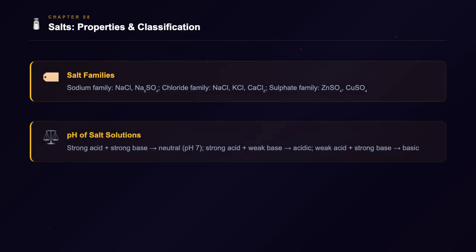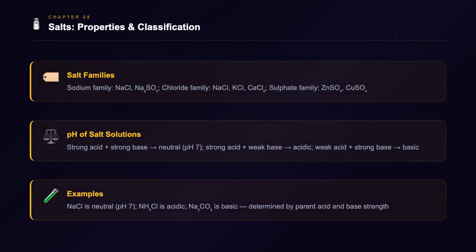Salts are grouped into families based on the ions they contain. The sodium family includes NaCl, Na2SO4, NaNO3, and Na2CO3. The chloride family has NaCl, KCl, CaCl2, and MgCl2. The sulfate family includes Na2SO4, ZnSO4, and CuSO4.